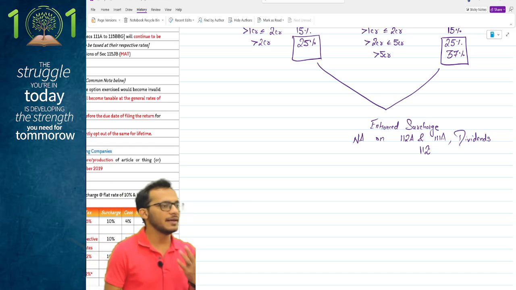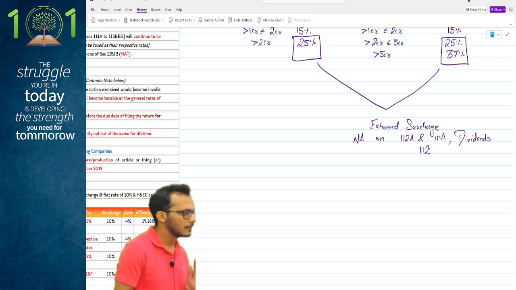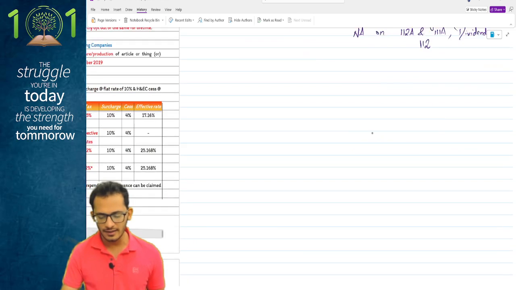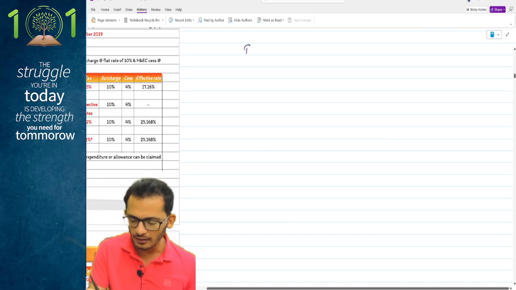Yes. Now I'm going to give you some examples. You tell me what the surcharge rate is. Rahul, there is a person who is earning PGBP income of 10 lakhs.